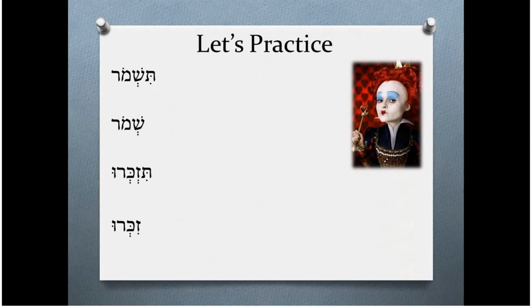So let's look at just a few practice things. So here we're going to have our queen chopping off some heads. So look at the first one, tishmor, you will guard. Shmor, can you think of what it might be? So this is the imperative form. Guard, you, that is you, masculine singular, guard. And again, the inflection, that is whether it's singular or plural, or masculine or feminine, doesn't depend on the speaker. It depends on the person who's being addressed. So you, masculine singular guy, you guard, shmor.